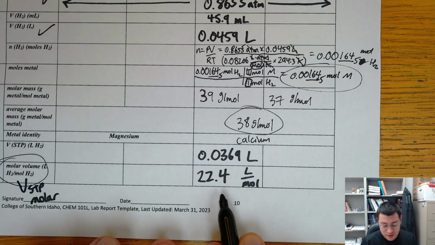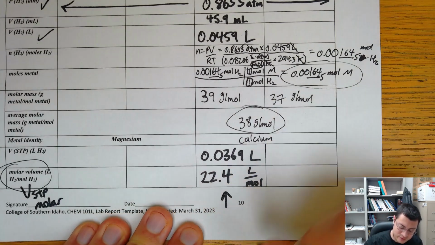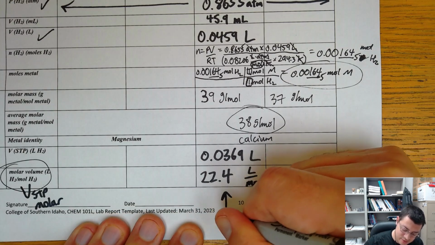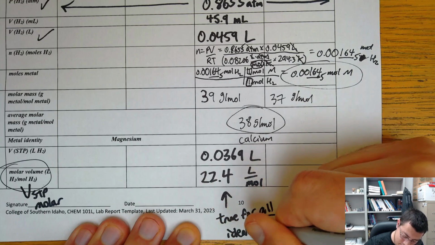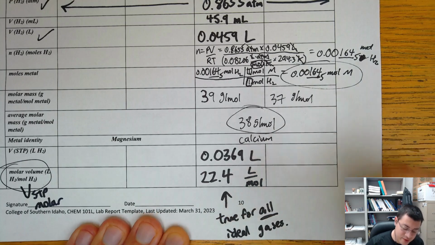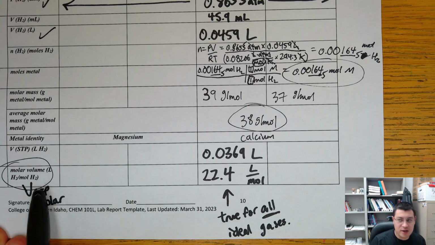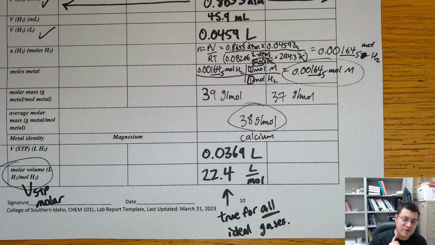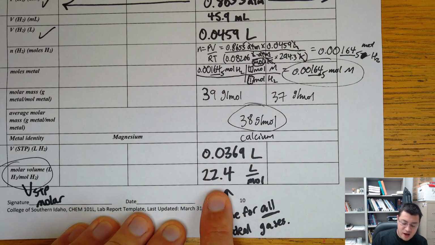22.4 liters per mole. What is so good about 22.4 liters per mole? This is what's so cool about it. This is true for all ideal gases. So 1 mole of any gas at STP, if you're at sea level on a freezing day, exactly the freezing point, but anyways, you have 1 mole of any gas, hydrogen, helium, whatever, okay? This is approximately the amount of space it will occupy, 22.4.